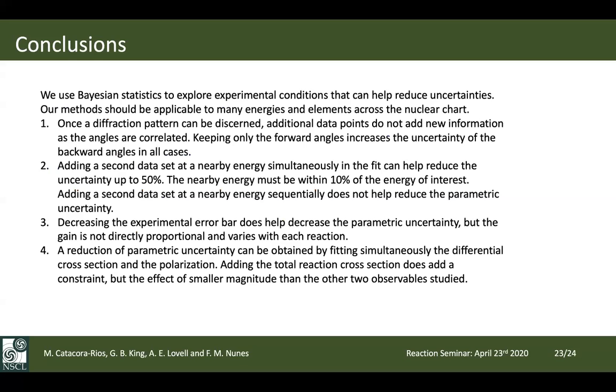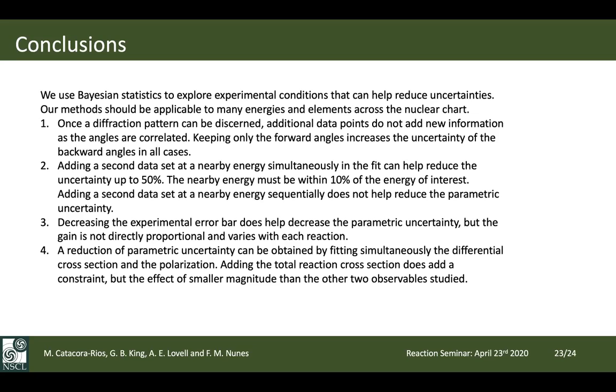So, the conclusions of the work I've done. We use Bayesian statistics to explore experimental conditions that can help reduce uncertainties. Our methods should be applicable to many energies and elements across the nuclear chart. And so we can draw four conclusions based on the four methods. Once a diffraction pattern can be discerned, additional data points do not add new information as the angles are correlated. And also, keeping the forward angles increases the uncertainty in the backward angles in all cases, which is what we saw and sort of expected.